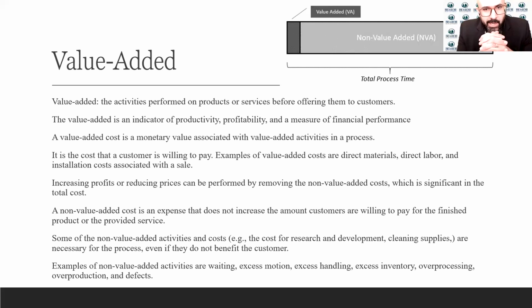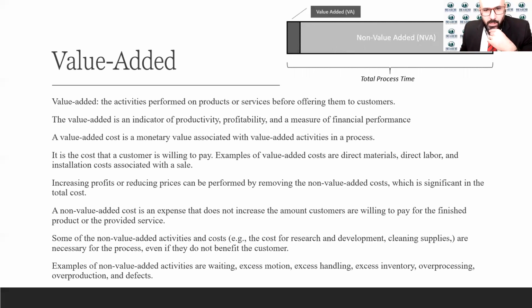Mahmoud Al-Odeh, and the last video for chapter 4 is about value-added activities versus non-value-added activities. These are basically more management theory. In order to have a highly efficient process, we look into the non-value-added activities, we take them out of the process, and thus we have a more efficient process.